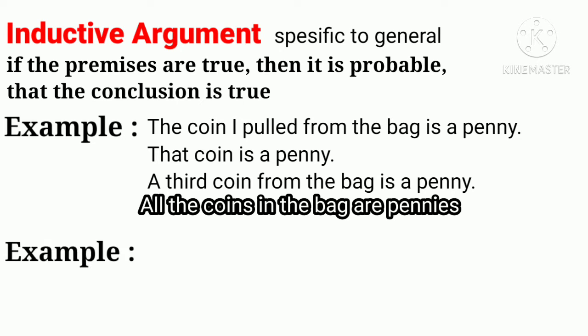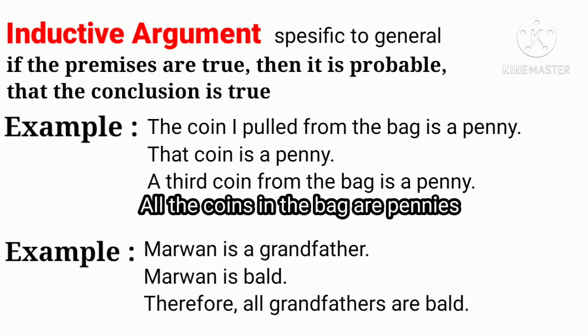Here is an example. Marwan is a grandfather. Marwan is bald. Therefore, all grandfathers are bald. The conclusion does not follow logically from the statements.